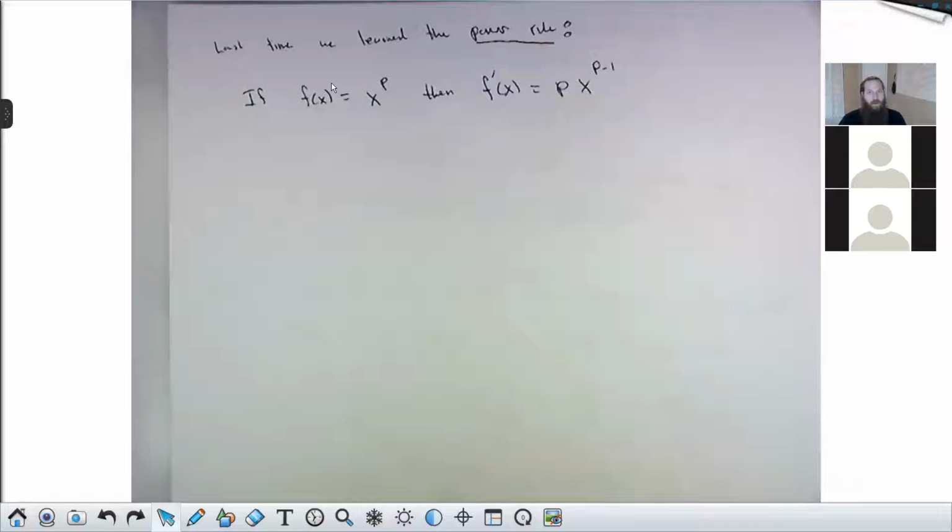That doesn't work. I will give you a rule for differentiating fractions today, but your first thought should be, can I write those as a single power? If you can, then you can apply this rule, and that's great. That's easy. It's much easier than the rule I'm going to show you for fractions today. But if you can't, then you will need some other rule.